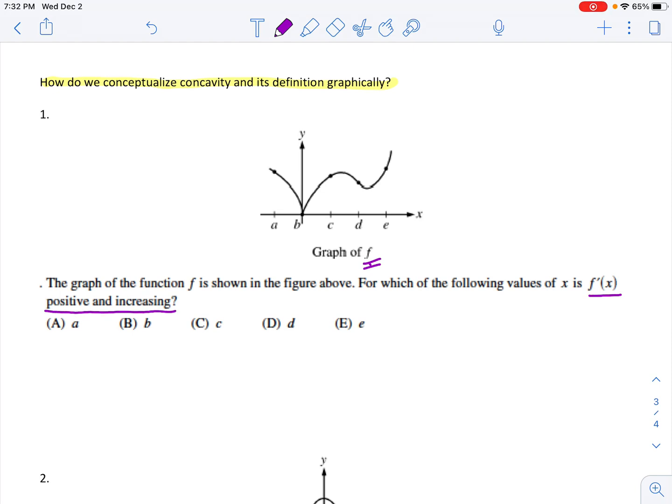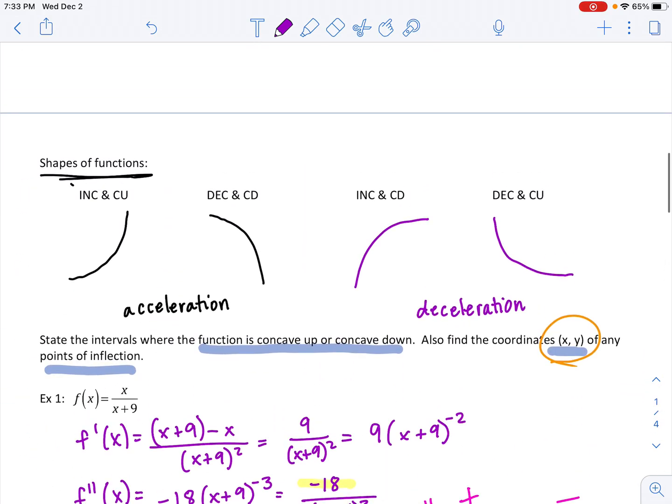So I would probably underline that and then make some notes to myself. So f prime is positive. This implies that f is increasing, right? That's going back to 3.3, our very first look at sign charts, right? And then f prime being increasing implies what we're learning today, that the concavity is upwards facing, right? So I am looking for these two items together, portions of this graph where f is increasing and concave up.